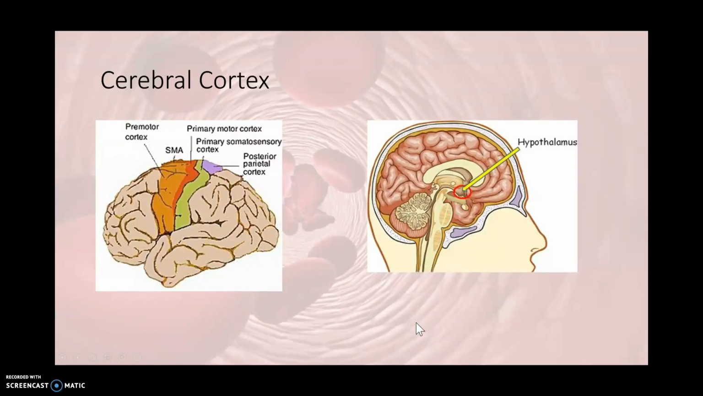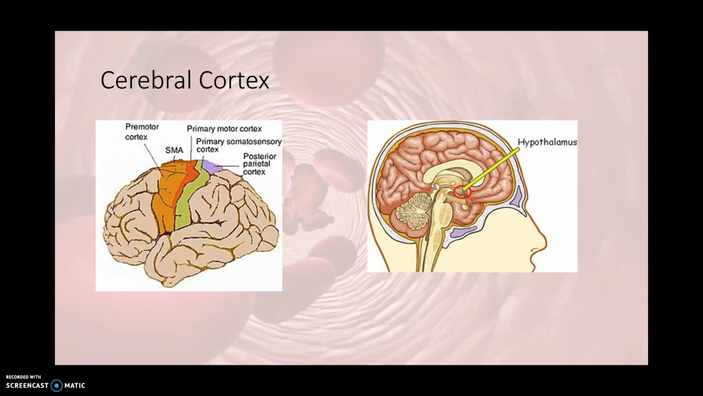Okay, so let's talk about the cerebral cortex involvement. This is where we have our theory of central command, right? Which says all of these things that are going on which are going to occur peripherally, which allows us to exercise, occurs from our central nervous system.